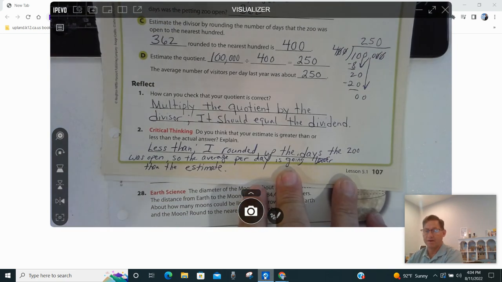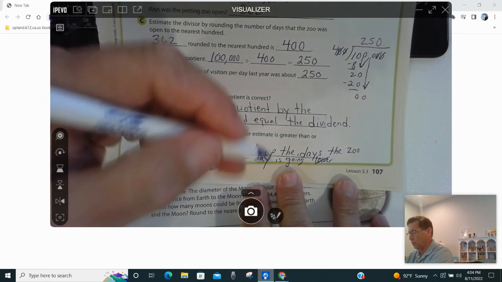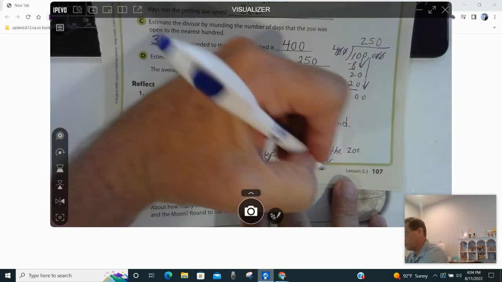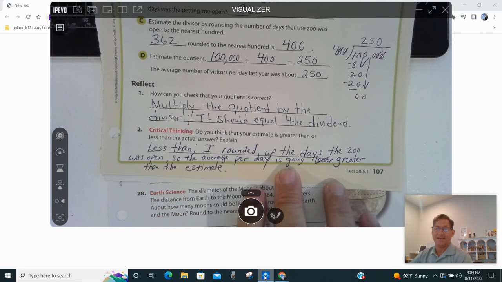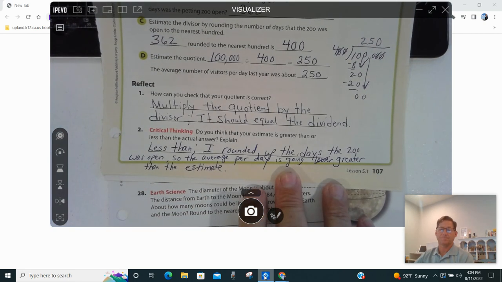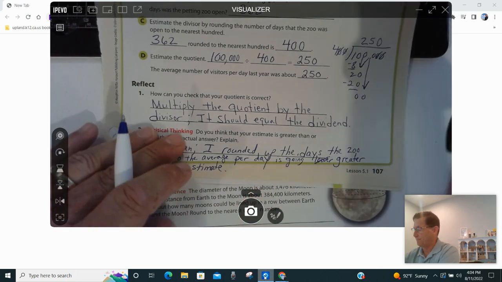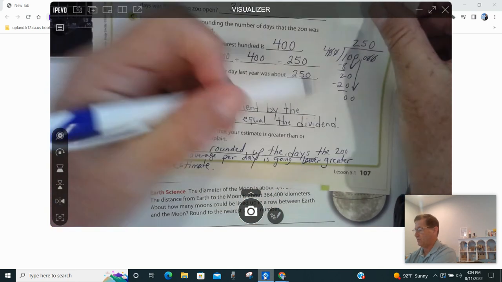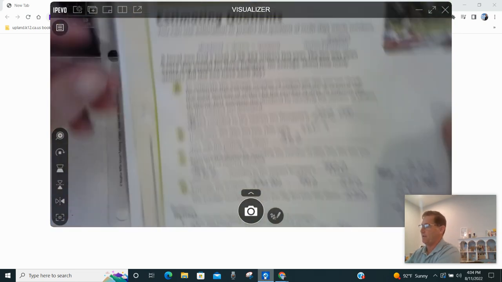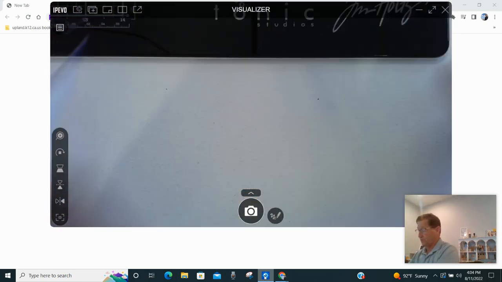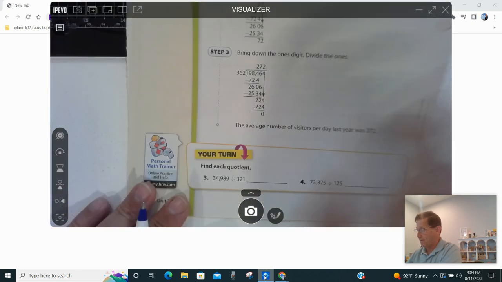Okay, because we're dividing by more days. So, we're actually getting an estimate that's lower. So, our actual answer will be greater than the estimate. Okay. So our estimate right now of 250 is less than what it should be. All right. I just wanted to correct that before I moved on. All right, number 3.